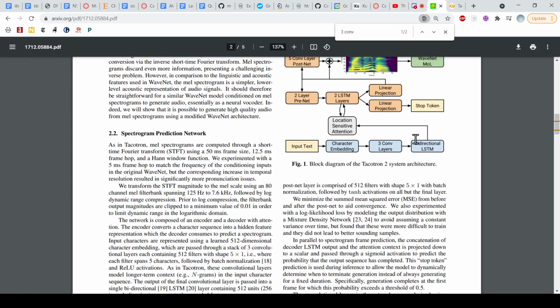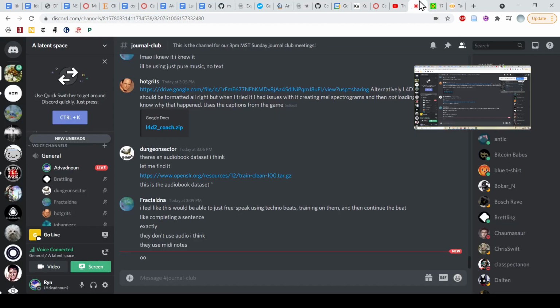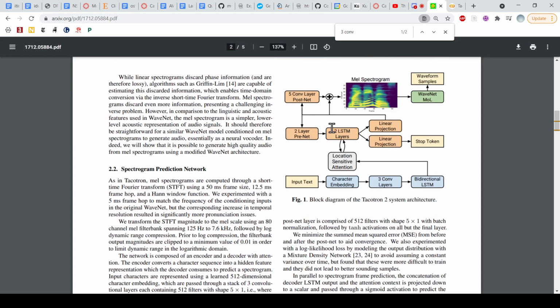Okay, so after the three convolutional layers, they have the bidirectional LSTM. LSTM stands for long short-term memory, and it's a recurrent neural network layer, pretty much. And then we've got location-sensitive attention. I'm guessing that's like a little transformer. I'm not sure though, but I guess we'll find out. Then they use another LSTM, which interacts with the attention somehow. They've got another convolutional layer, PostNet, that has a residual connection. This plus, or maybe it's concatenating. I'm sure they'll specify what the plus means, but I'm guessing it's either adding or concatenating.